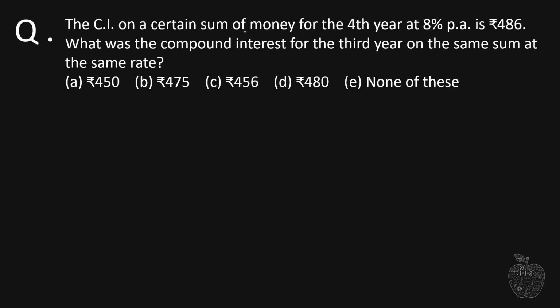The CI on a certain sum of money for the 4th year at 8% per annum is 486. What was the compound interest for the 3rd year on the same sum at the same rate? If you have in-depth knowledge about compound interest, it will be very easy and straightforward for you to solve the equation.